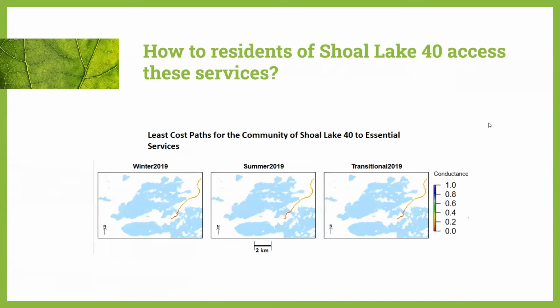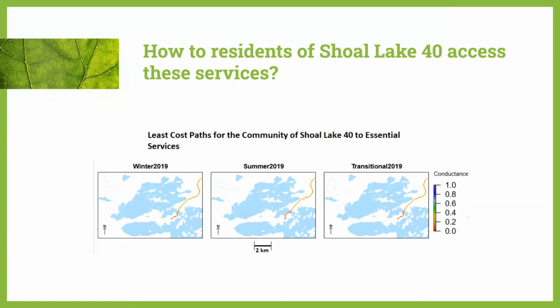So, over the course of our landscape ecology course, we looked at how the residents of Shoal Lake 40 were likely to access the services available to them. And these maps show how the path that the residents of Shoal Lake 40 were likely to take to access services changed over time. So you can see that in 2019, this path exited northeast off the island over the lake using the ferry services, or in the winter, crossing over the ice road across the lake.